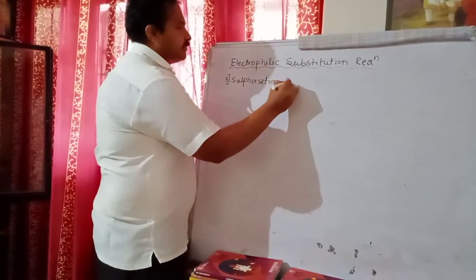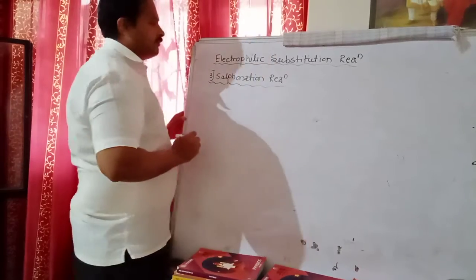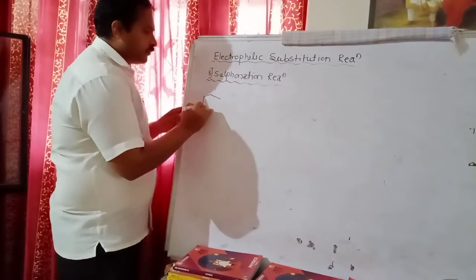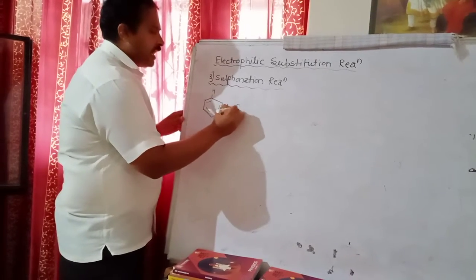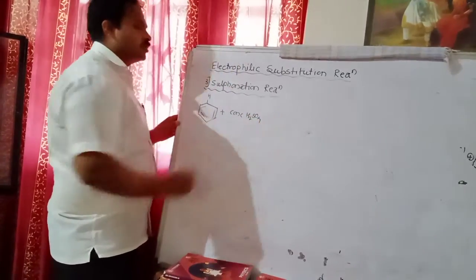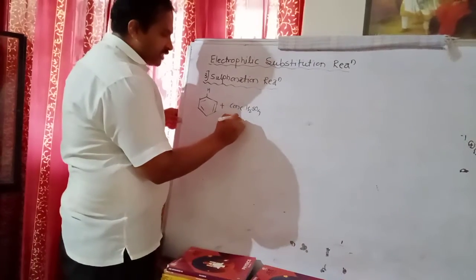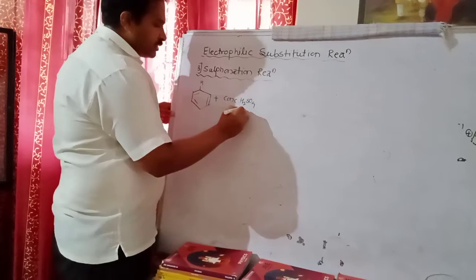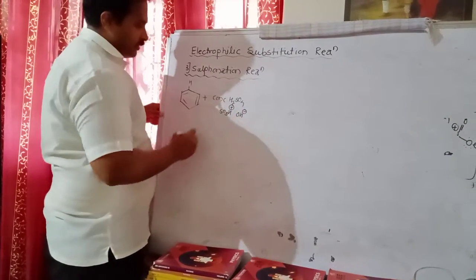Sulfonation reaction. This reaction you have seen in the last year. What is the meaning of sulfonation reaction? Last year you have seen this is the structure of benzene. Benzene is reacted with concentrated sulfuric acid. Sulfuric acid undergoes dissociation. We get two ions: first one is SO3H plus and second one is OH minus.